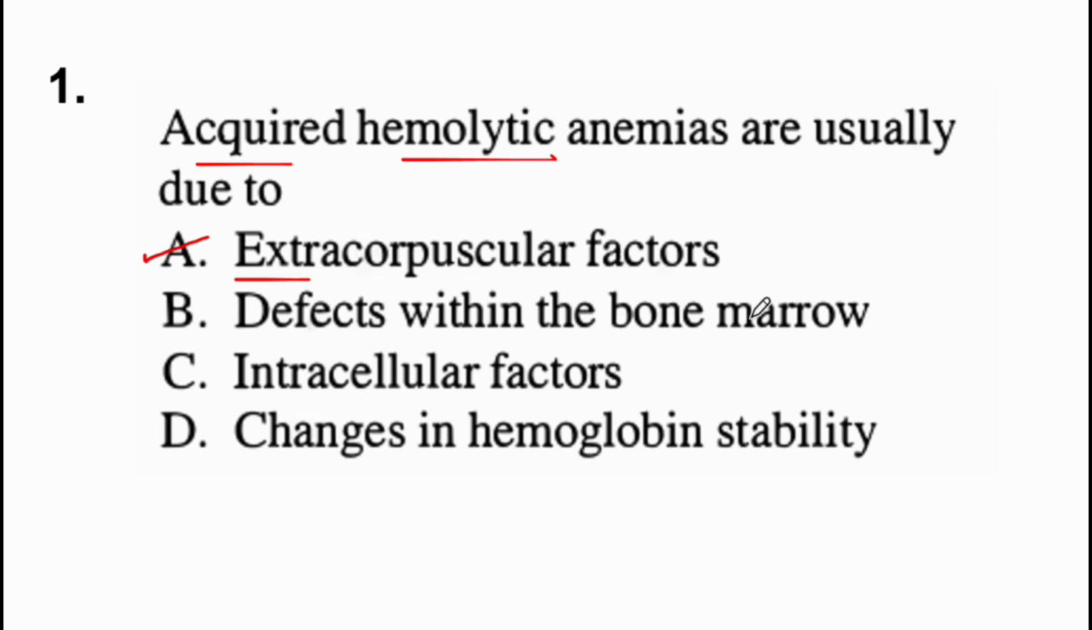B. Defects within the bone marrow. This is a typical cause of hypoproliferative anemia like aplastic anemia, not hemolytic anemia. Intracellular factors and changes in hemoglobin stability. These describe inherited intrinsic defects. They are the definition of an intracorpuscular problem.